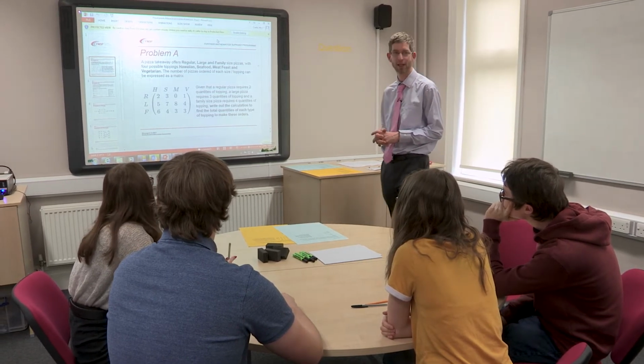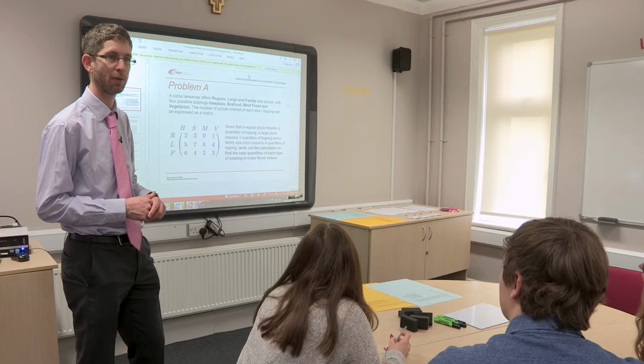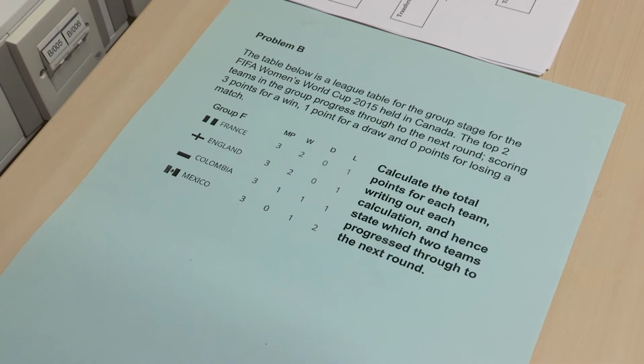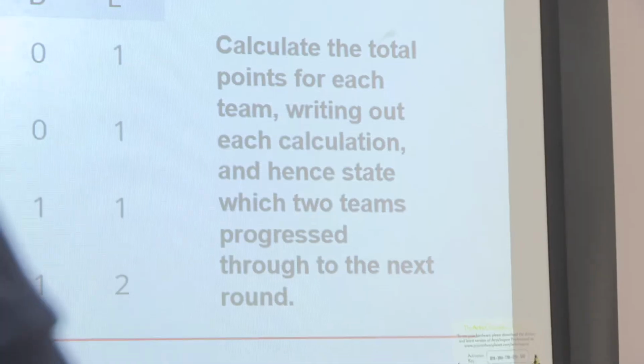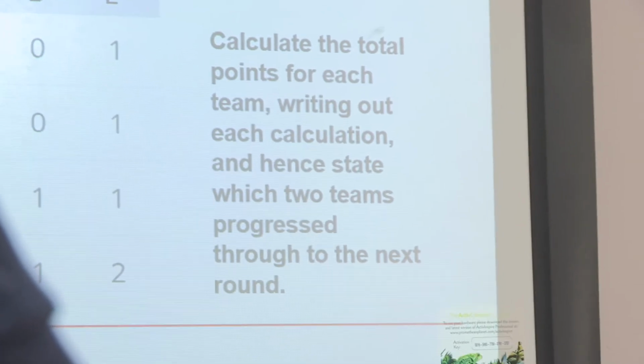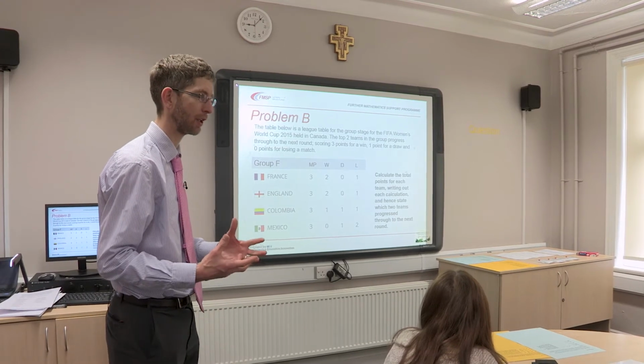The first scenario is you imagine running a pizza company. So this question is about what is the most efficient way of working out how much of each type of topping you need. Second one, Women's World Cup 2015, and it's about calculating the amount of points that each team gets. So again, is there an efficient way, mathematically, we could get the answer?